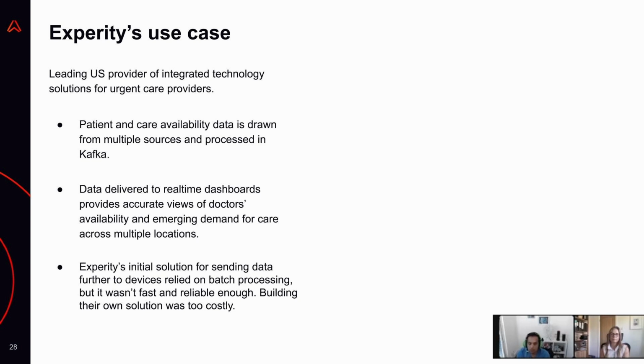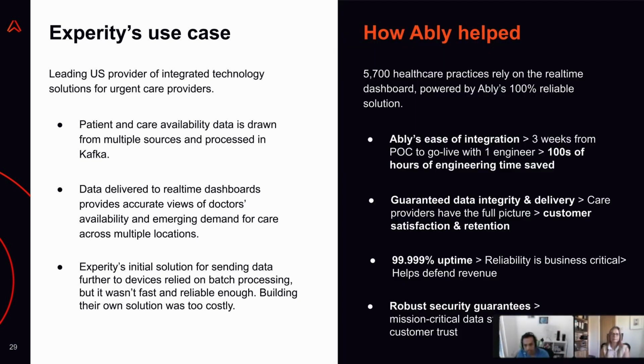Their initial solution relied on batch processing, so they would pull in data from various Kafka streams, batch process it, and then push it up to a dashboard to allow someone to try and make decisions on data which was not current. It worked, but it wasn't fast enough, and it definitely wasn't reliable enough. And in life-critical scenarios, that is not enough. So how did we help?